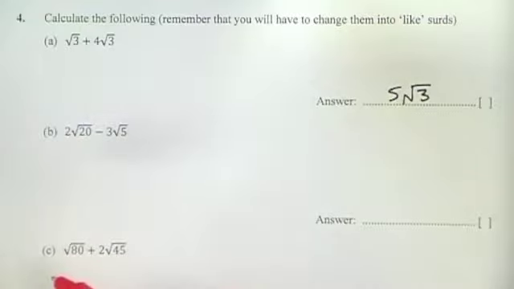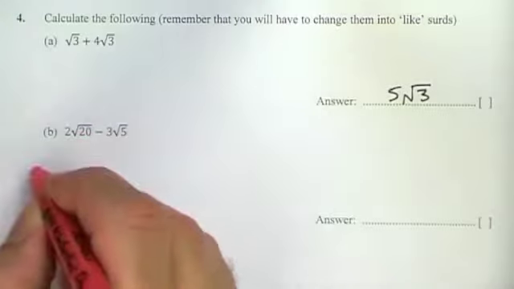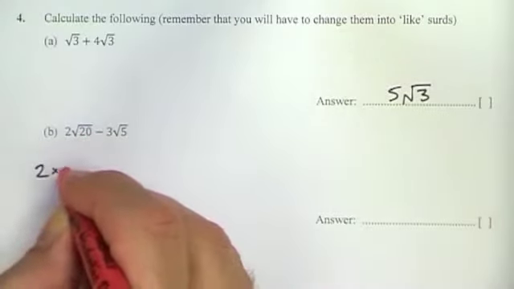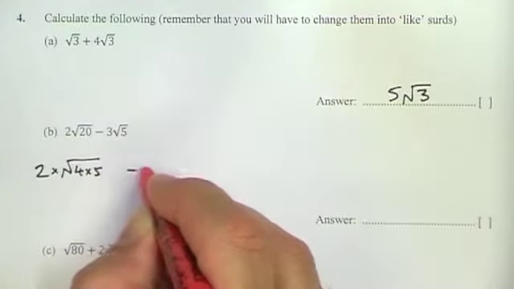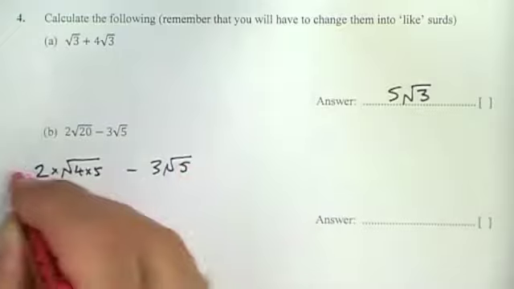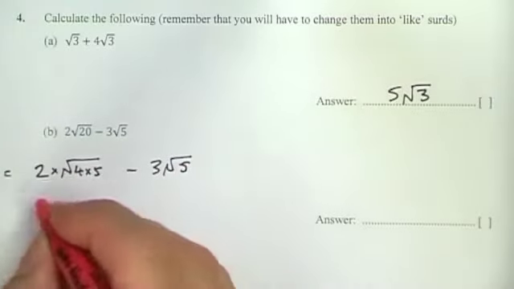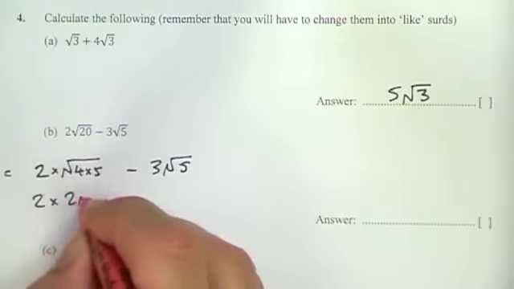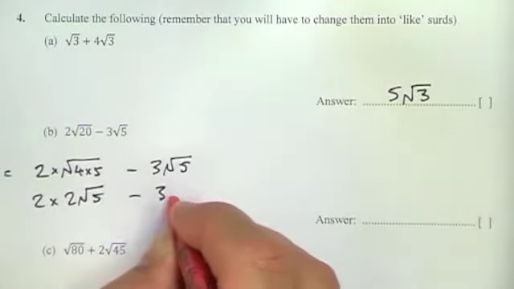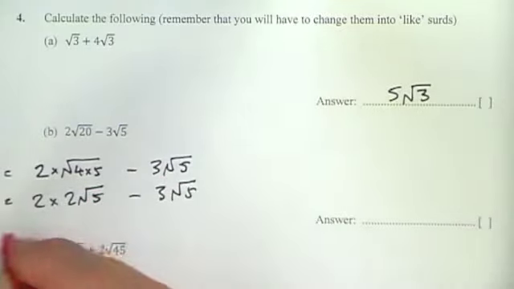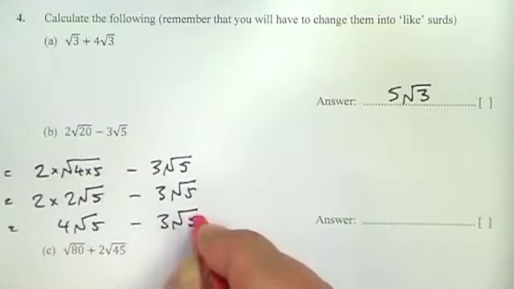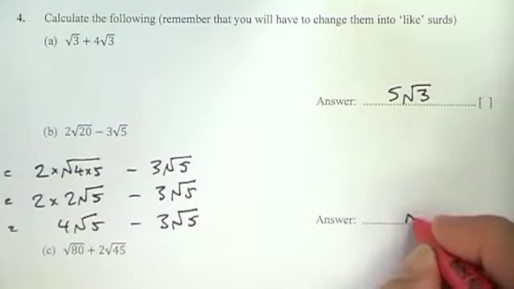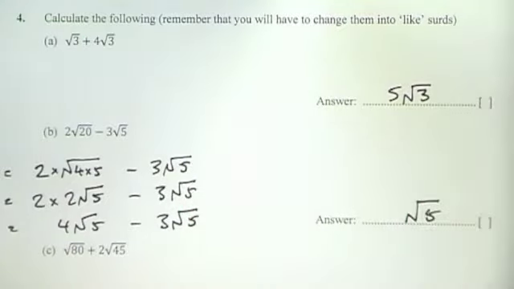Now this is a GCSE question, so you can assume that you can make them of the same type. In fact, root 20 is going to be 2 times root 5, because 20 is 4 times 5, isn't it? And then that's minus 3 root 5. The 4 can come outside to give us 2 times 2 root 5 minus 3 root 5. And that's 4 root 5 minus 3 root 5. And thus the answer is just root 5.